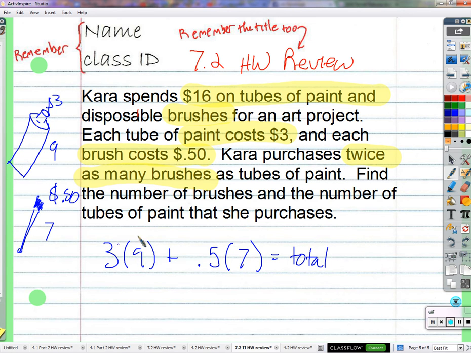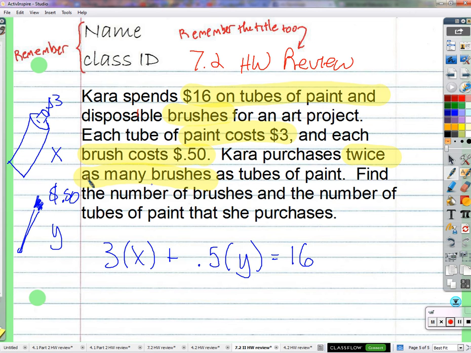How do you calculate the total? Do we know how many tubes she's buying and how many brushes she's buying? Hold on. Do we know the total though? Yeah. $16. Do we know how many brushes or how many tubes of paint she's buying? No. So in the meantime, we'll call them X and Y. Look at that, we wrote our first equation just by hypothesizing how we would calculate the total for a given number of tubes and brushes, right? So instead of 9 and 7, they're X and Y. X tubes of paint times $3 plus Y brushes times 50 cents should come out to $16.